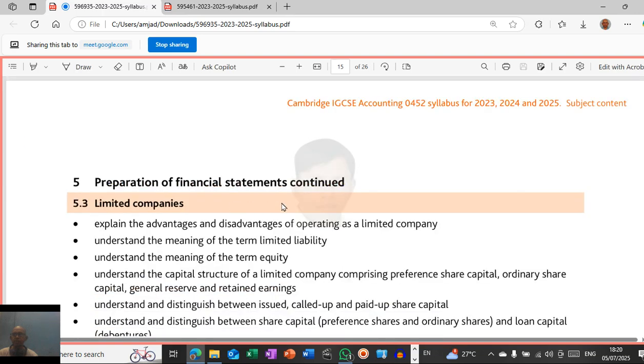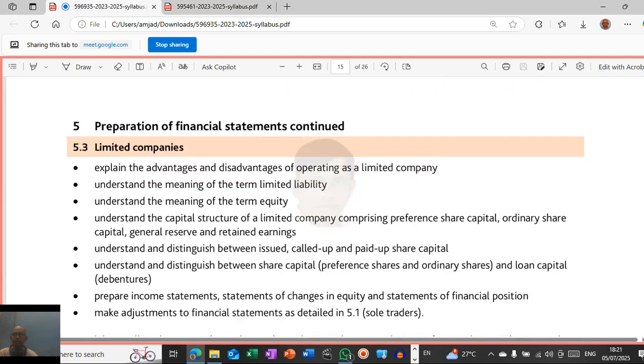So preparation of financial statements continued, limited companies. Explain the advantages and disadvantages of operating as a limited company. Understand the meaning of the term limited liability. Understand the meaning of the term equity. Understand the capital structure of a limited company comprising preference share capital, ordinary share capital, general reserve, and retained earnings. Understand and distinguish between issued, called up, and paid up share capital.